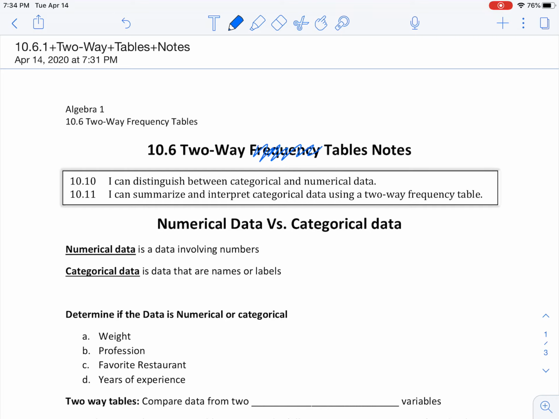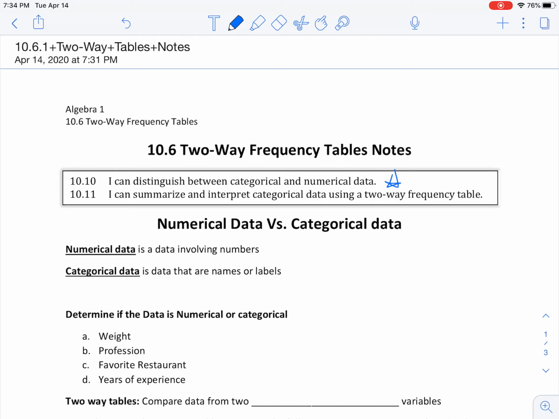Number one, I can distinguish between categorical and numerical data, so basically knowing the definition of both. And then the second one is I can summarize and interpret categorical data using a two-way frequency table. So let's take a look, shall we?